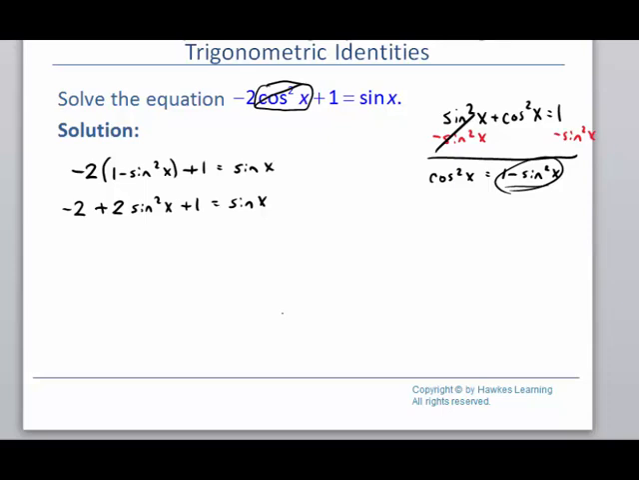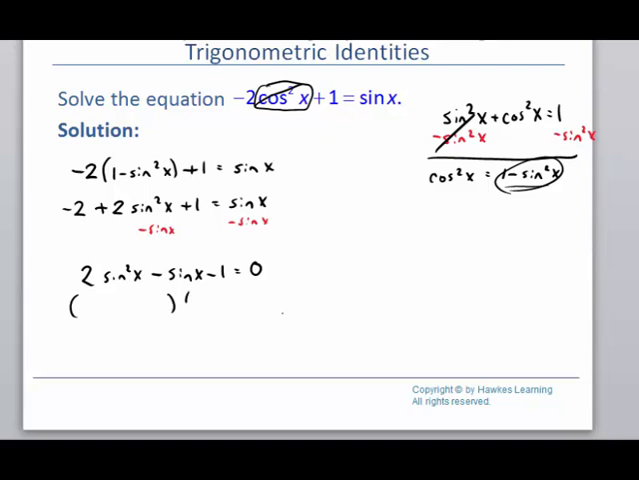equals sine x. And again, if you look at this and you see that squared, you think quadratic, you know that everything needs to be on one side so that we can hopefully factor it. So my next step is going to be to subtract this sine x off of both sides of the expression. Okay, so I'm going to have 2 sine squared x. I'm going to have a minus sine x. And then my numbers, I have a negative 2 and a 1, so that's going to make a negative 1.